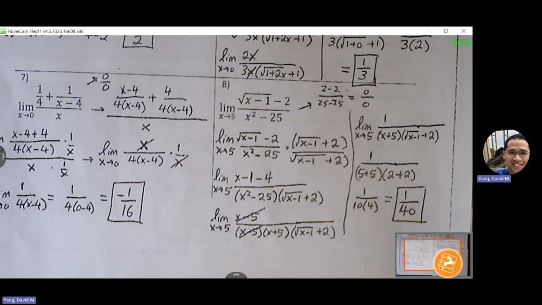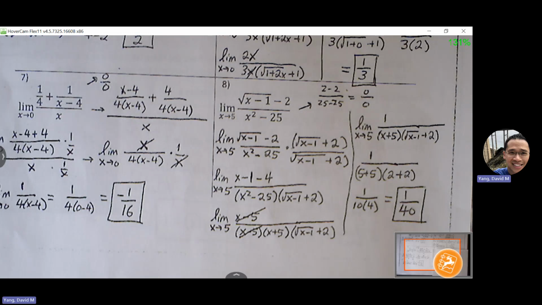Getting that 0 over 0 to begin with. Multiply by the conjugate. Number 8 requires a bit more work because after we expand the numerator, we're left with x minus 5, and that x minus 5 is not quite appearing yet in the denominator. So we have to dig a little deeper here. X squared minus 25 can be factored a bit more. That's difference of squares, x plus 5, x minus 5. Now I can get that denominator to show me that pair that I'm looking for.